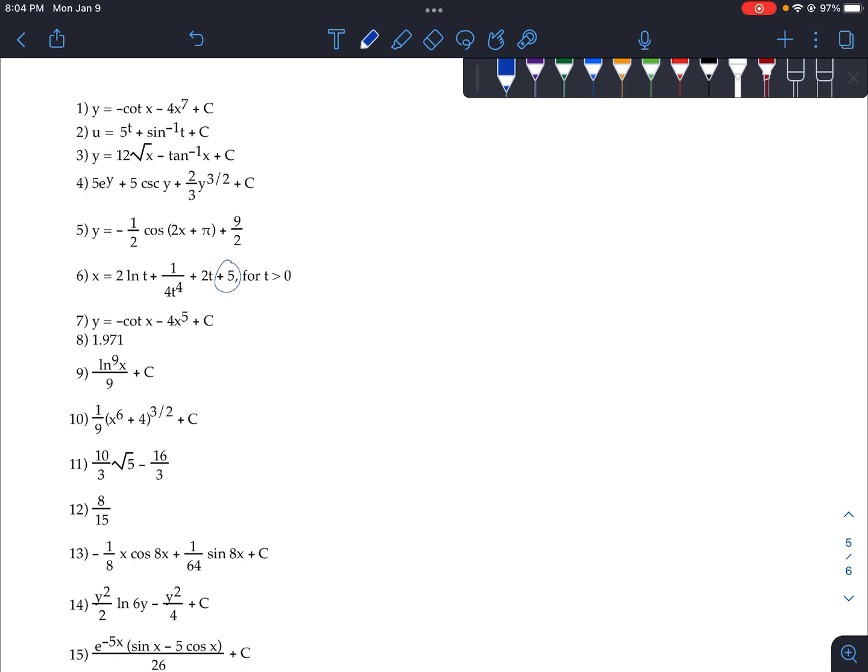But if you guys figure out that it is 5 and I did something wrong, feel free to let me know. And this t is greater than 0. It's due to the fact mainly because there's a restriction of natural log of t. Natural logs have a domain of x is greater than 0, so that's why that's there.